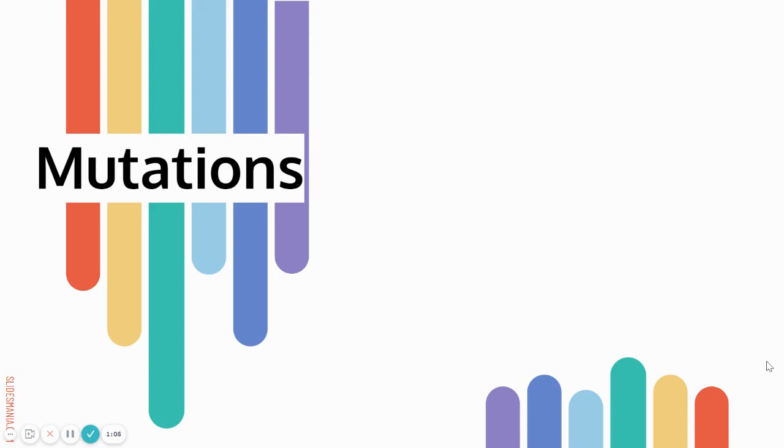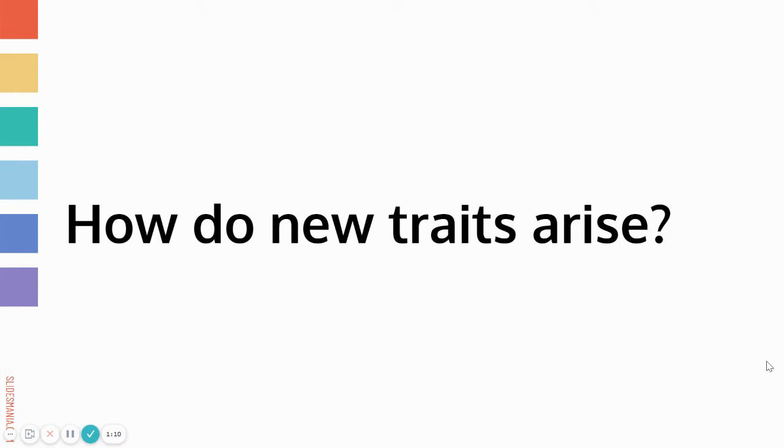Hi everyone, in this video we are going to be talking about mutations. And to start us off, I just want us to think about this question, which is written on this slide. The question is, how do new traits arise? When we're thinking about a new trait, maybe a new color of something, maybe a different shape that something could take, maybe an enzyme that gets a new function, any sort of new trait, how does that come about?